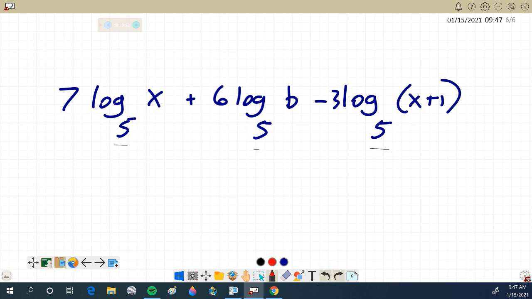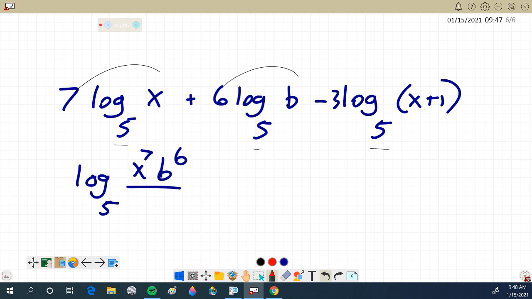Okay, so now we're going backwards. I'm going to crunch all of that into a single logarithm. What goes inside? x to the 7th. So that gets bumped up. That gets bumped up. B to the 6th. And that gets bumped up. And it goes in the bottom, right? So x plus 1 to the 3rd, like that. Does that make sense?